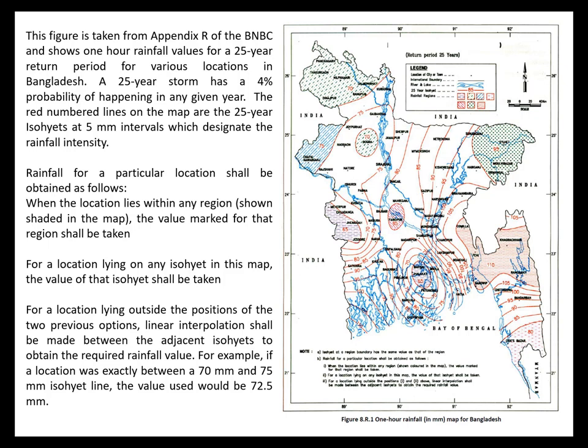For example, for a location that was exactly between the 70 millimeter and 75 millimeter isohyet lines, the value used would be 72.5 millimeters. Again, this is figure 8.R.1. This is our 1-hour rainfall in millimeters map of Bangladesh, showing the rainfall intensities and isohyet lines in various areas of Bangladesh.